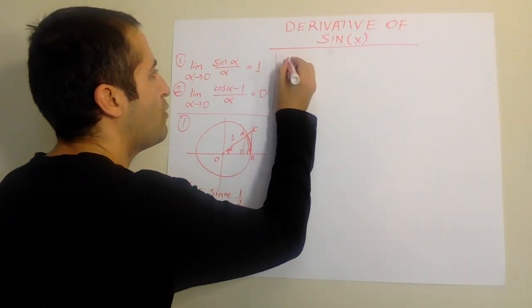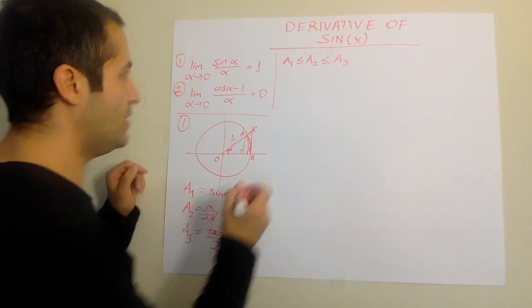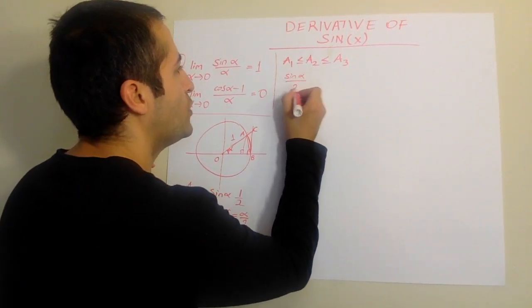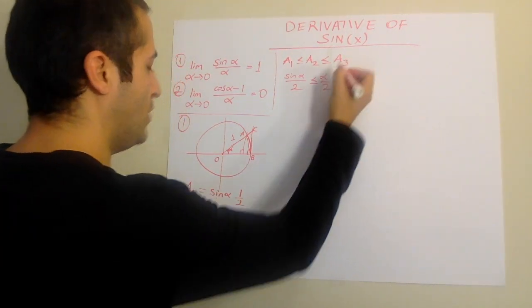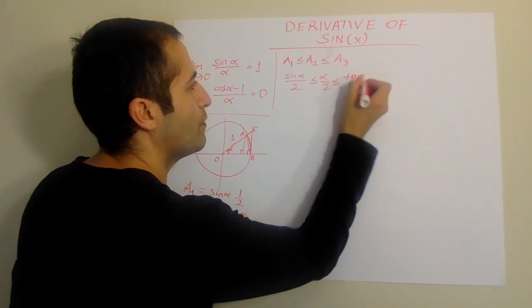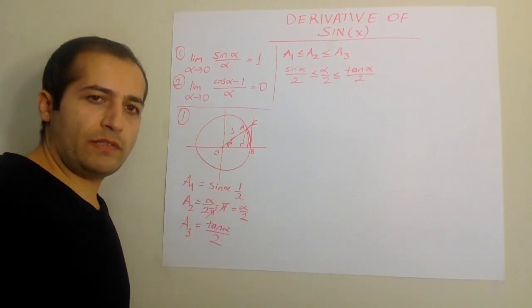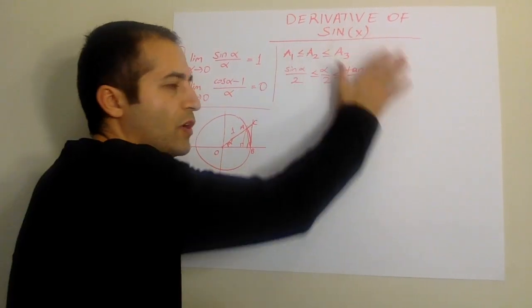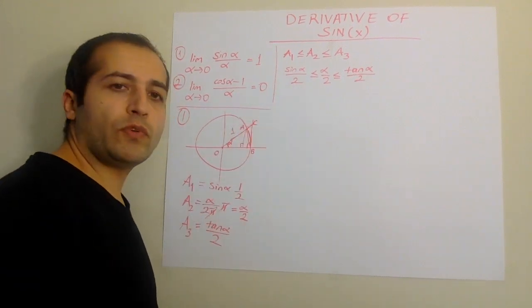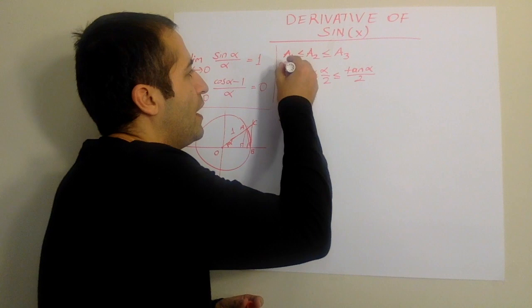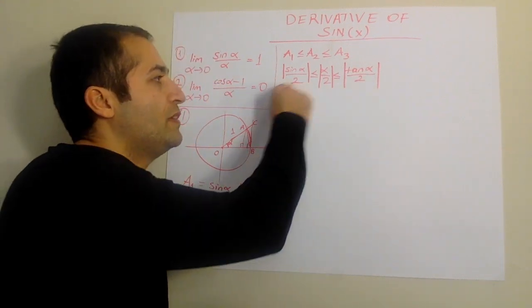As you can see, A1 is less than or equal to A2, and that's less than or equal to A3. If you write down these areas, it's going to be sine alpha divided by 2 less than or equal to alpha divided by 2, and that's less than or equal to A3, which is tangent alpha divided by 2. I need to mention here that alpha values are positive, as I show in this figure. So this inequality is true for the positive values of alpha. But you can write down the same type of inequality for the negative values of alpha. But for either case, the absolute values of the areas are going to obey this inequality.